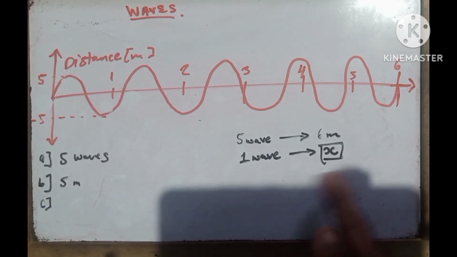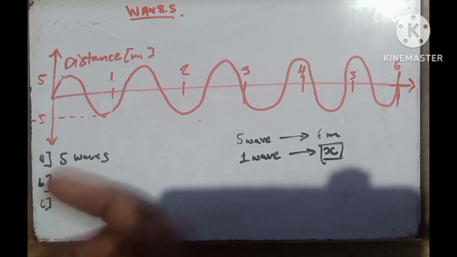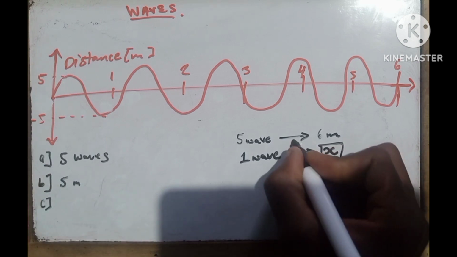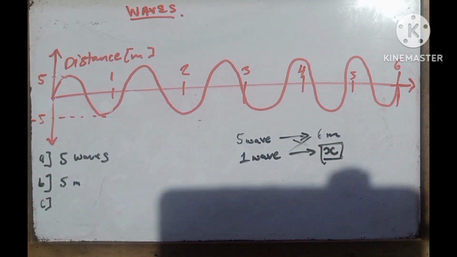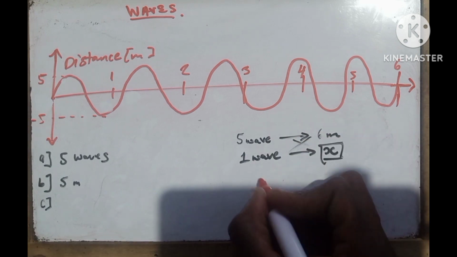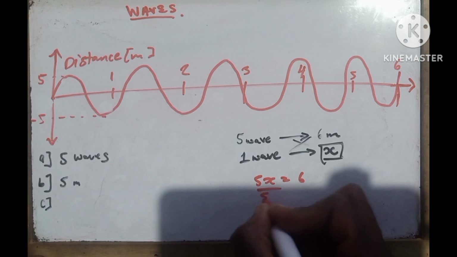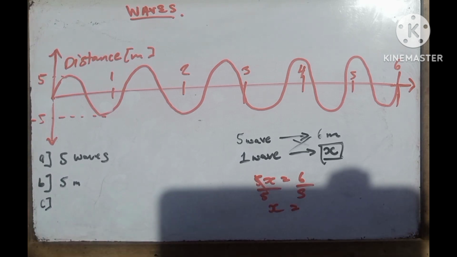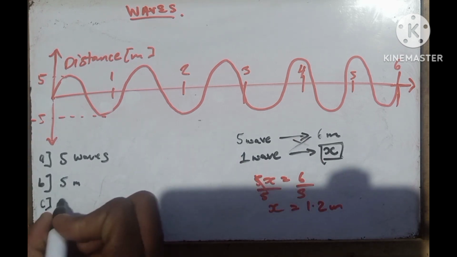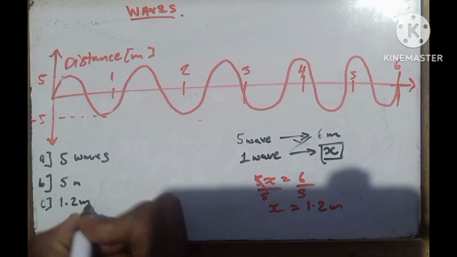So we solve for x, the wavelength. We're going to cross multiply here, and we're going to have 5x is equal to 6. Divide both sides by 5. x is equal to 6 divided by 5, that's 1.2 meters. So this is the wavelength. So the wavelength we have is 1.2 meters.